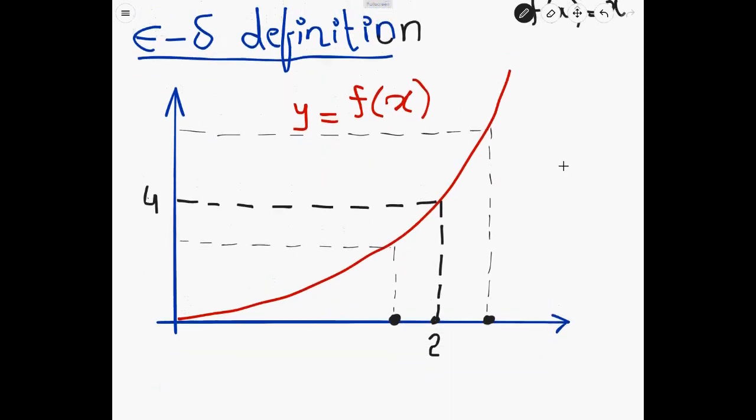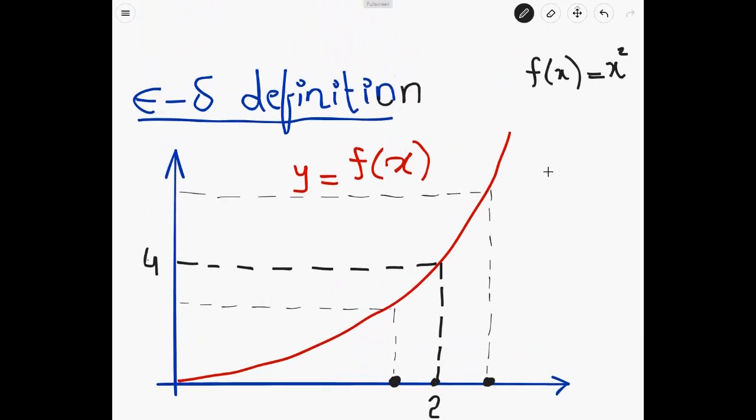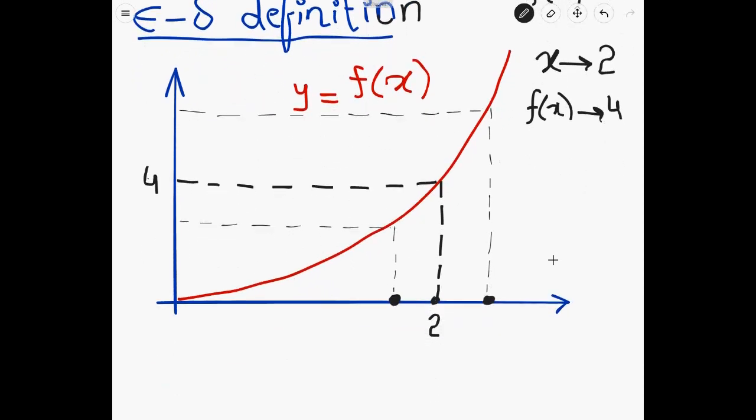We noticed previously how this function behaves as x approaches 2. We saw that when x approaches 2 from both sides, from the left side and from the right hand side, the function attains a value closer to 4. In other words, as x approaches 2, the function f of x, that is equal to x square, approaches 4. Therefore, the number 4 is called the limiting value of the function as x approaches 2, or it is simply called the limit of the function as x approaches 2.